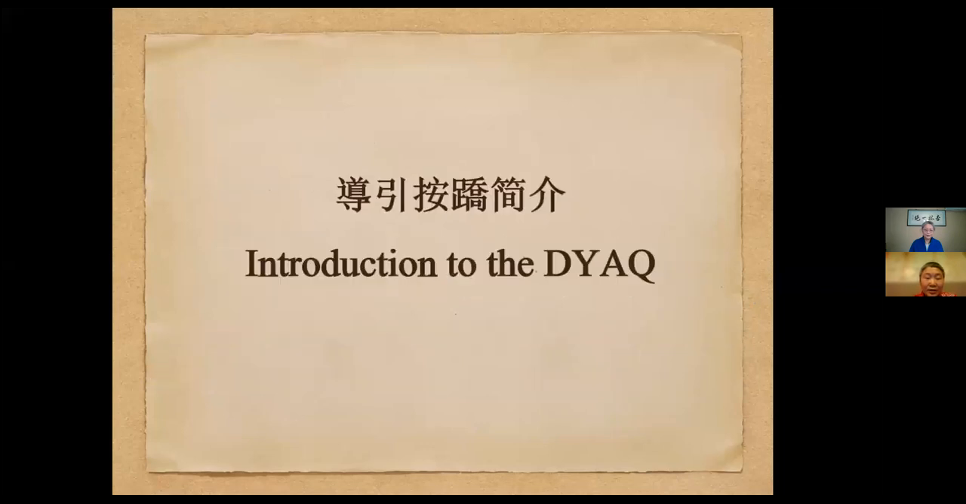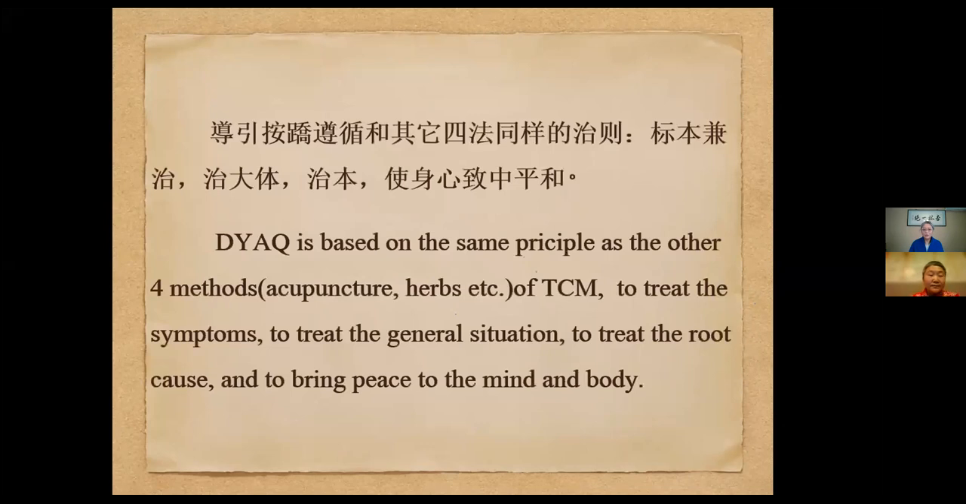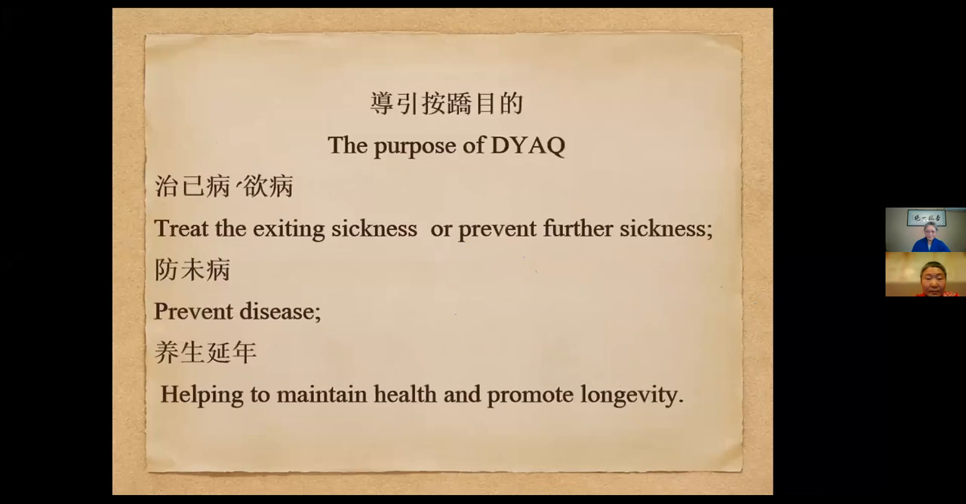So now we try to give a brief introduction to Dong Yan Anqiao. Dong Yan Anqiao is based on the same principle as the other four methods of TCM, like acupuncture and herbs: treat the symptoms, treat the general situation, treat the root cause of the disease, and bring peace to the mind and the body. The purpose of Dong Yan Anqiao is to treat existing sickness, prevent further sickness, prevent disease, and help maintain health and promote longevity.